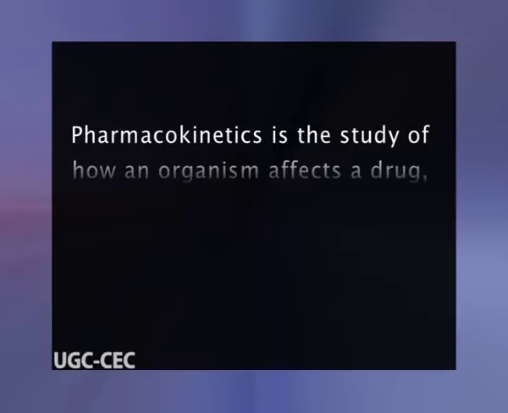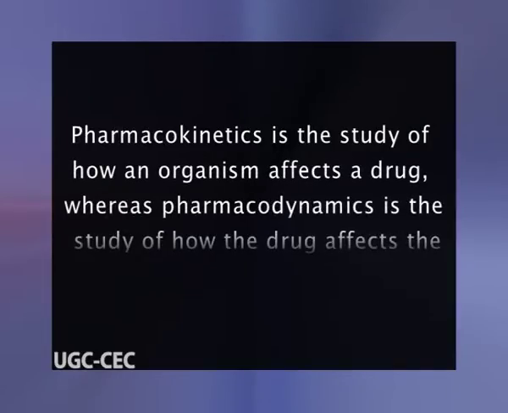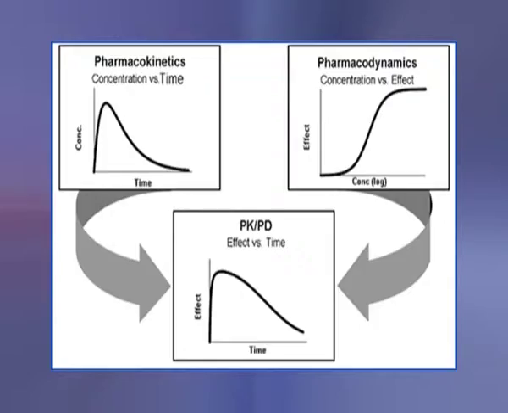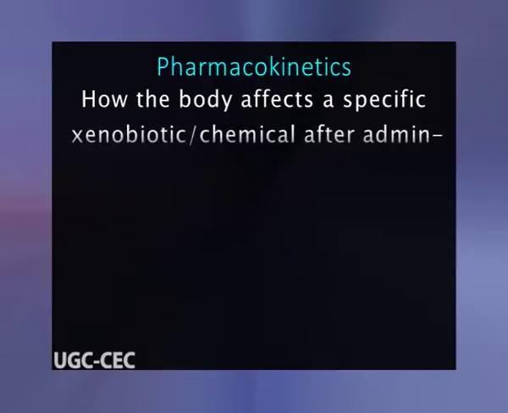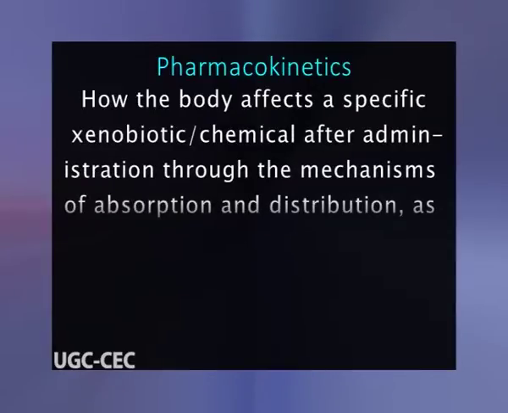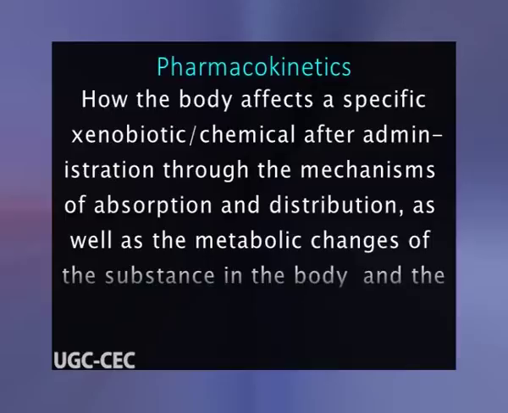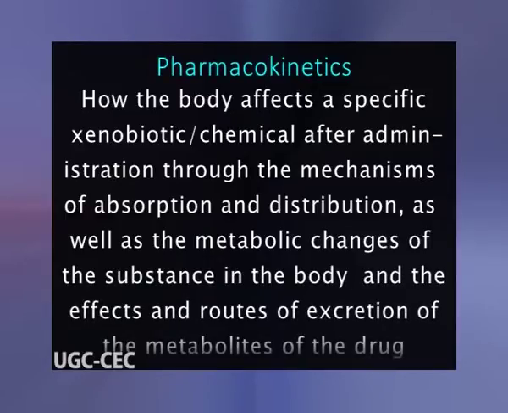Pharmacokinetics is the study of how an organism affects a drug, whereas pharmacodynamics is the study of how the drug affects the organism. Both together influence dosing, benefit, and adverse effects as seen in PK/PD models. Pharmacokinetics describes how the body affects a specific xenobiotic chemical after administration through the mechanisms of absorption and distribution, as well as the metabolic changes of the substance in the body and the effects and routes of excretion of the metabolites of the drug. Next is the in vitro tests.